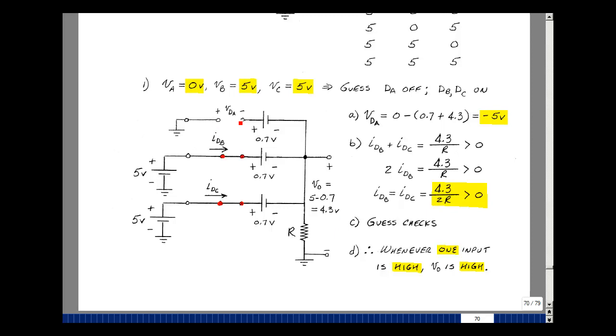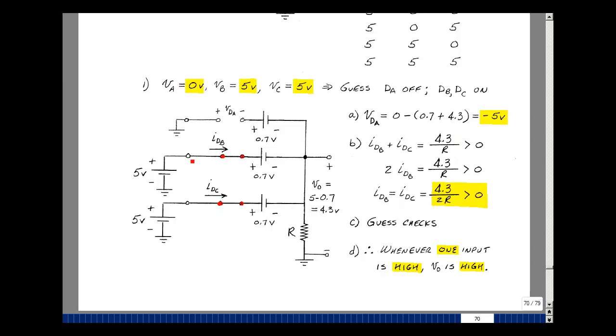What's the voltage across this diode? Well, this node voltage is 0, and this node voltage is 0.7 plus 4.3. So we're going to subtract 5 volts, we get a minus 5. So that checks that that diode is off. The current in this diode and the current in this diode flow into the resistor. And the current in the resistor is the voltage of 4.3 divided by R.